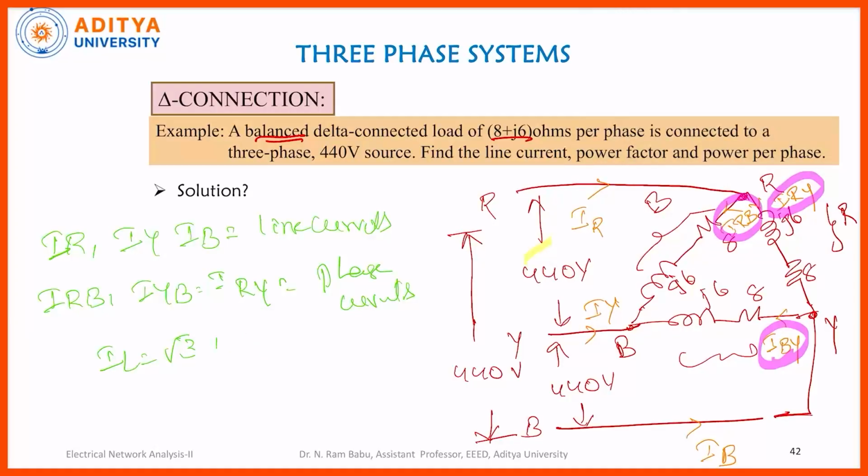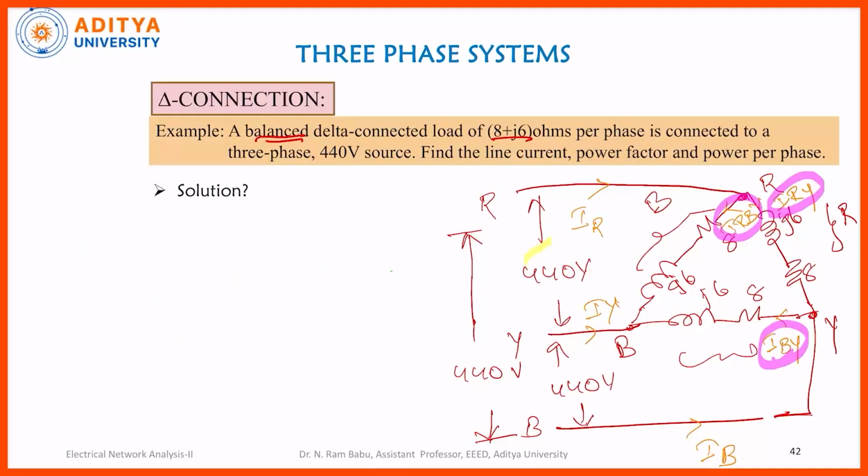In delta, line current is equal to √3 times the phase current. So now which one can I calculate here? You can observe this one. Here I know the value of VBR and I know the value of ZBR. So from this I can calculate the value of IRB, right? See, here I am writing it.